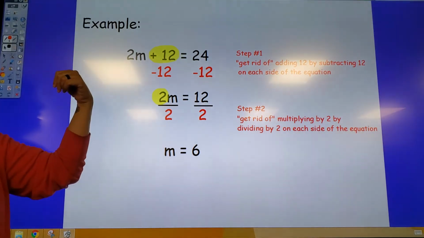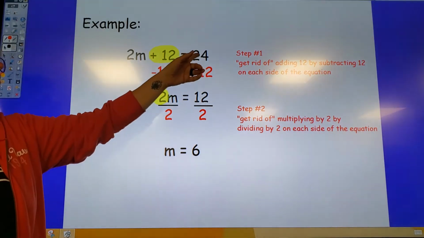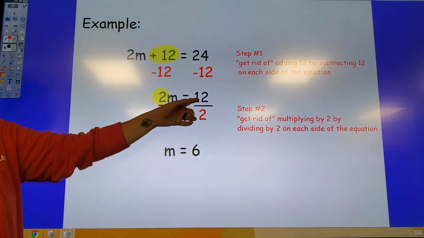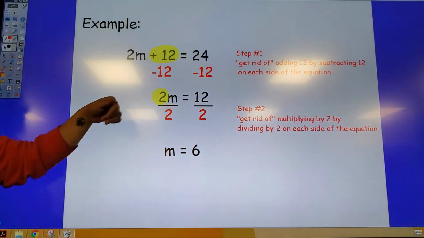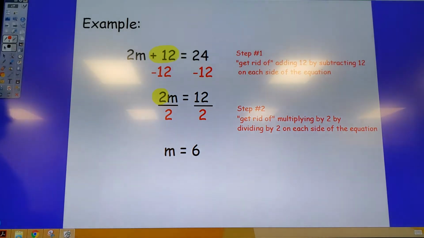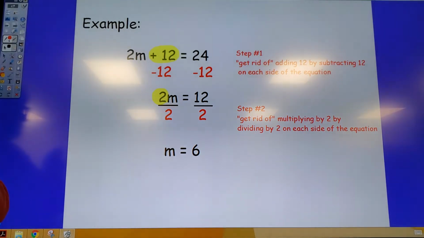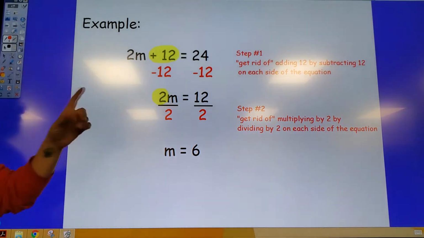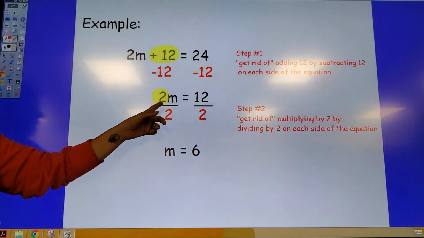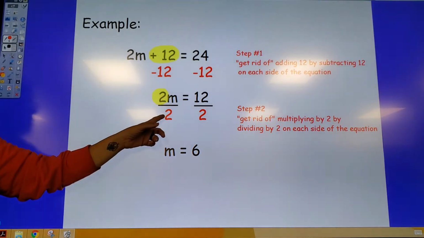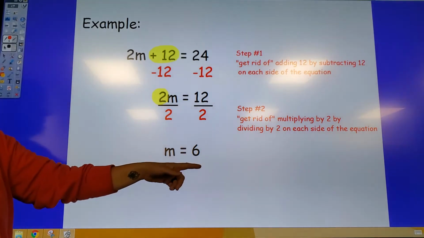And whatever you do to one side of the equal sign, you have to do to the other side. So I put a minus 12 over here. 24 minus 12 is 12. And that left me with just my 2m. Then my second step is to get rid of that 2. Remember, when a 2 is right next to a number, or any number is right next to a letter, it means multiplying. Okay, 2 times m. So to get rid of multiplying, we divide. Divide over here, and you get 6.